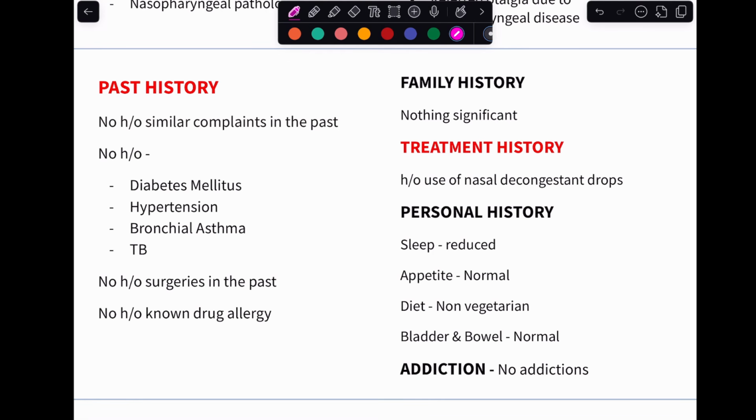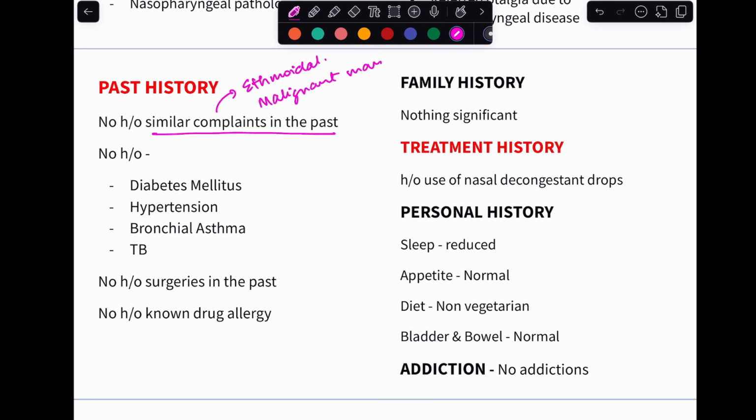So in the past history, we have asked about if there have been any similar complaints in the past. So basically, we are taking a history where we are searching if there is any recurrence history. So in relation to nasal obstruction, there can be recurrence history in case of ethmoidal polyps and even recurrence of a malignant mass. So when we are taking similar complaints in the past, we are trying to see if there is any kind of recurrence that is happening.